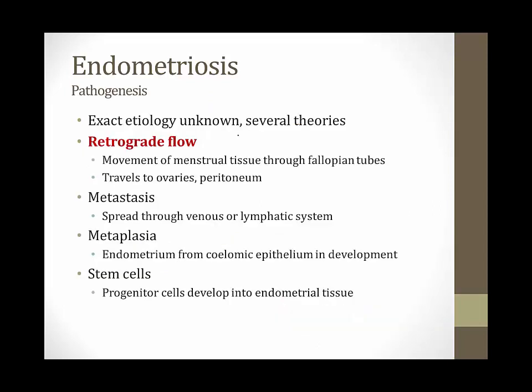No one knows exactly why endometriosis occurs, in other words, why endometrial tissue in some women develops outside the uterus, but there are several theories, and they like to ask you about this on the Step 1 exam. So one of the most popular theories is the theory called retrograde flow, and this theory states that there is movement of menstrual tissue through the fallopian tubes that travels to the ovaries and peritoneum. And this theory explains why endometriosis commonly occurs close to the uterus. The idea here is that the uterine lining is shed at the time of menstruation, but instead of exiting the body, it travels to other locations.